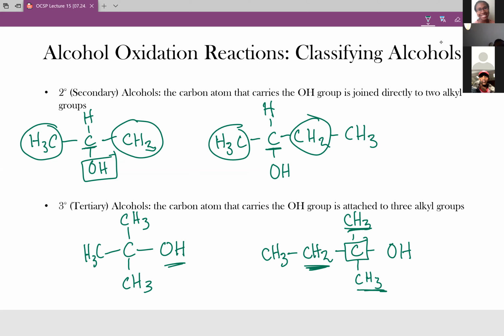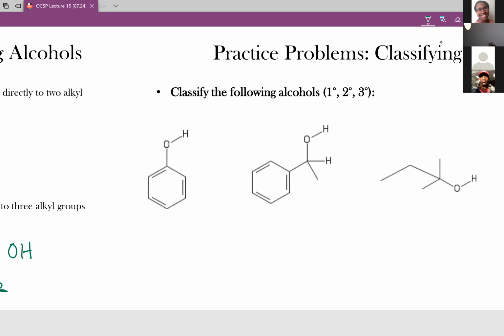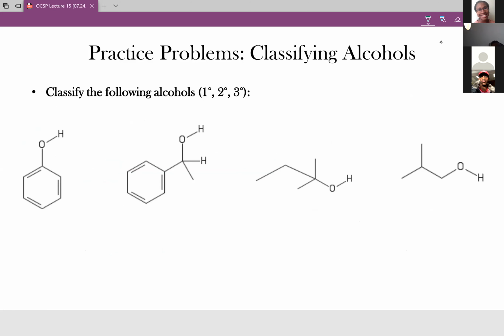And so let's try a practice. I want you guys to take a minute to classify these alcohols, and then just yell it out when you're done.